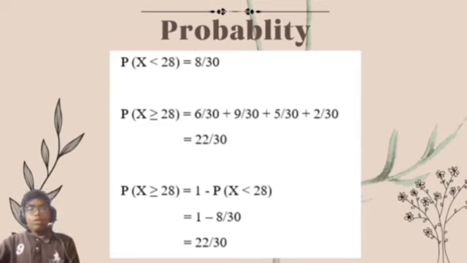We will use another method for the same question, the probability that x is greater than or equal to 28. The different method here is to use the formula of 1 minus the probability that x is lower than 28. So 1 minus 8 over 30, which we got just now from the first case, and we will get the same answer, which is 22 over 30. So that's all from me. I will pass the next chapter to my group mate.